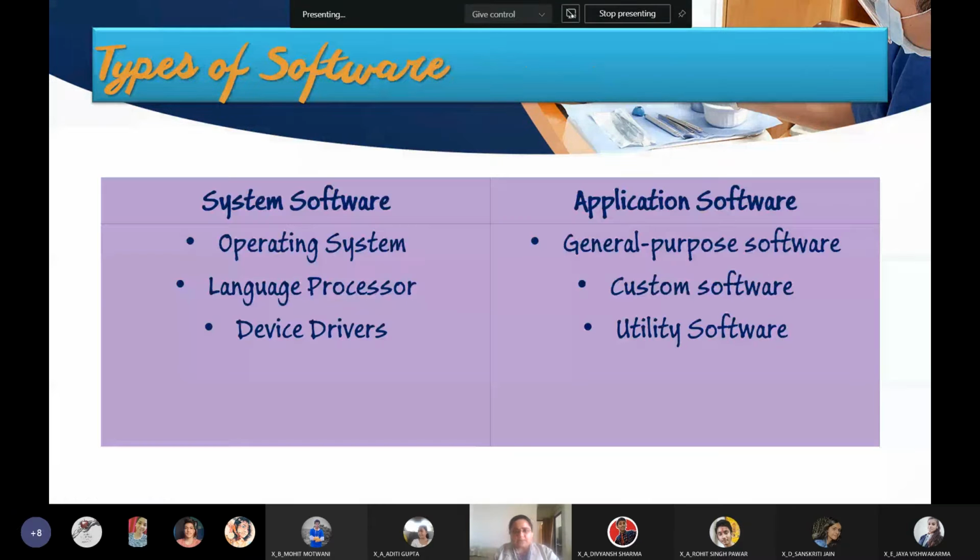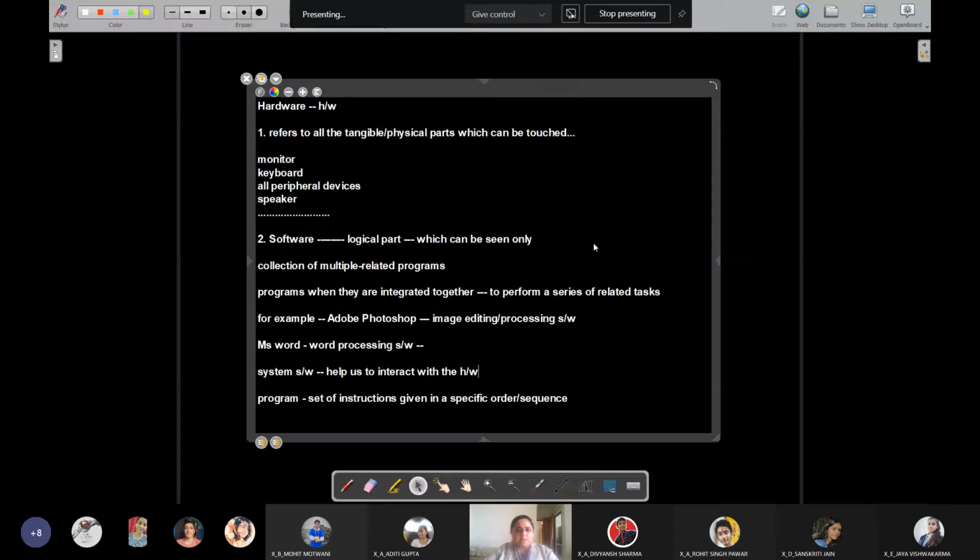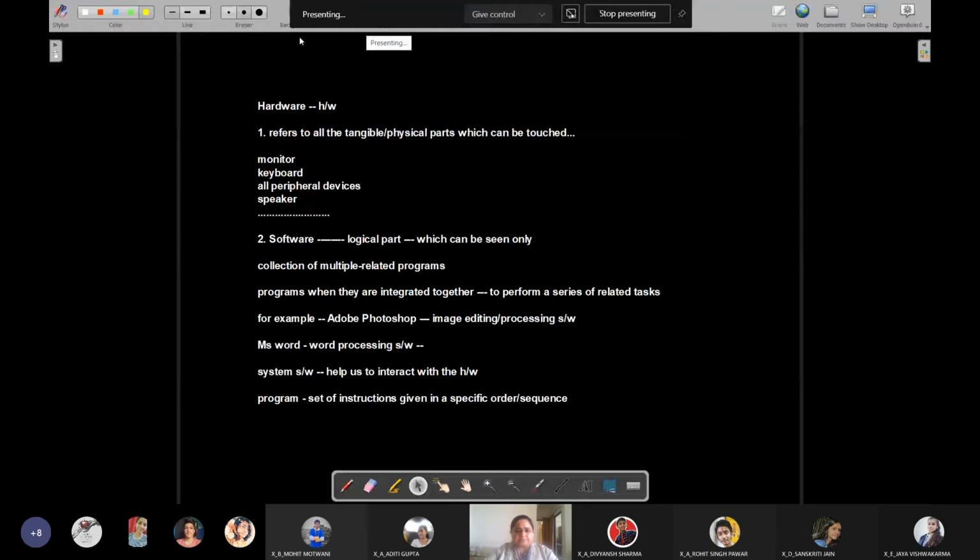Types of software. This is very important, students. How many types of software are you aware of? There are basically two primary categories of software. One is system software and one is application software. The system software is again divided into three types: operating system, language processor, and device drivers. So let me tell you what is a system software.